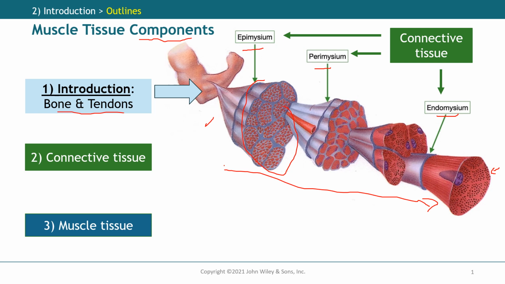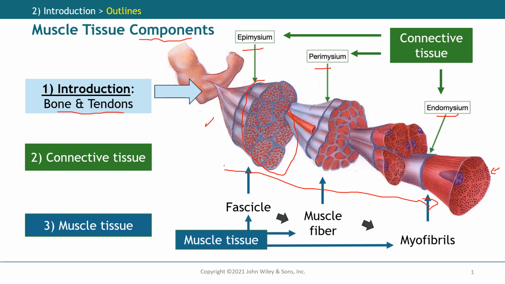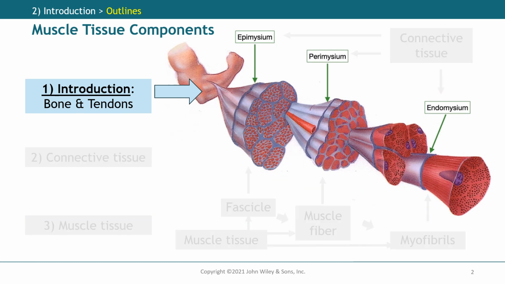And finally, I will talk about the muscles going from the macro perspective, that are the fascicles. And then I will move to the muscle fibers, to the myofibrils, and I will finish talking about the sarcomere. Okay, so let's start. And let's start talking about the introduction and how bones and tendons are attached to muscles.